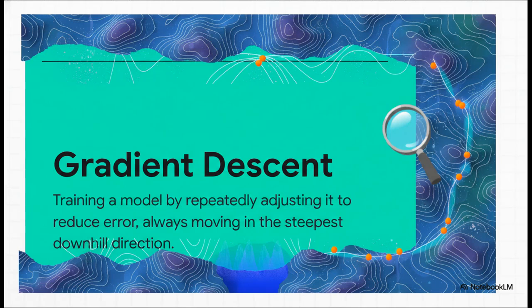Okay, so the engine behind pretty much all of modern machine learning is something called gradient descent. Now, the easiest way to get your head around this is to picture a ball on a really hilly landscape. The whole point of training a model is to find the lowest spot in that landscape, the bottom of the deepest valley, because that's the point where the model makes the fewest errors. So gradient descent is just the rule that says always roll downhill in the steepest possible direction. It's the fastest way to get to the bottom.